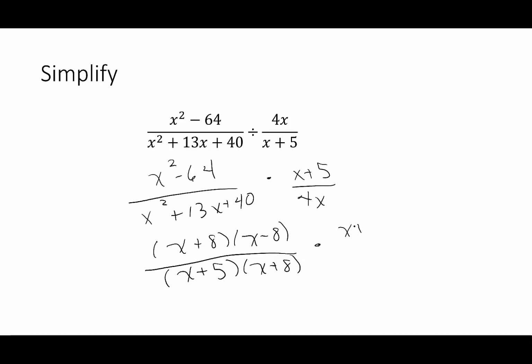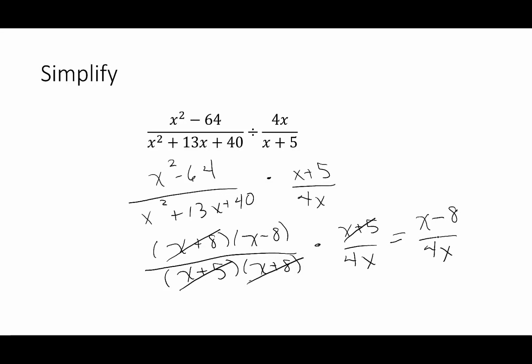Then I multiply by x plus 5 over 4x. I can see an x plus 8 common to numerator and denominator. I see an x plus 5 that's also common to both the numerator and denominator. What do I have left over? I have x minus 8 over 4x.